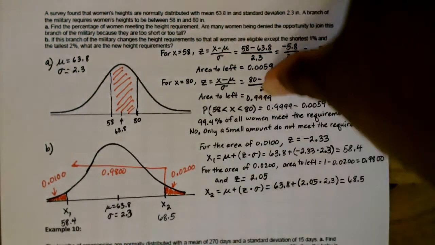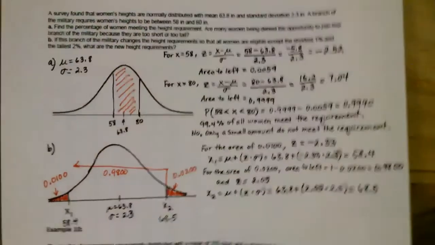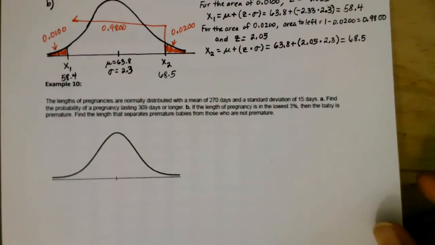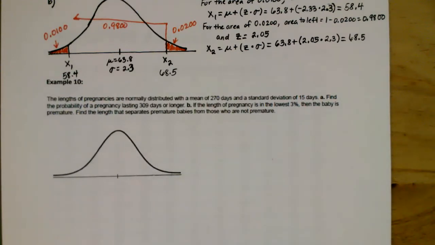Okay. All right, now let's look at this last example, example 10. This deals with lengths of pregnancies. The lengths of pregnancies are normally distributed with a mean of 270 days and a standard deviation of 15 days. Part A is to find the probability of a pregnancy lasting 309 days or longer. And B, if the length of a pregnancy is in the lowest 3%, then the baby is premature. Find the length that separates premature babies from those who are not premature. Let's start with part A.